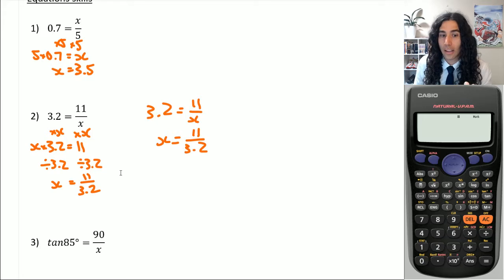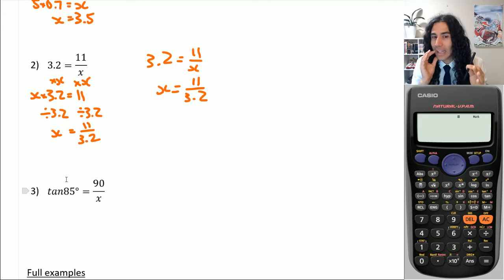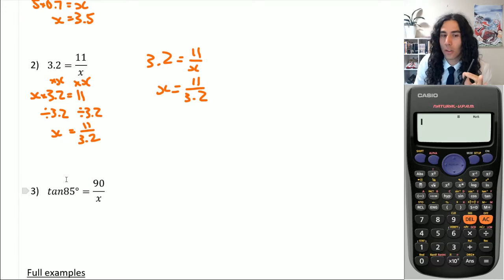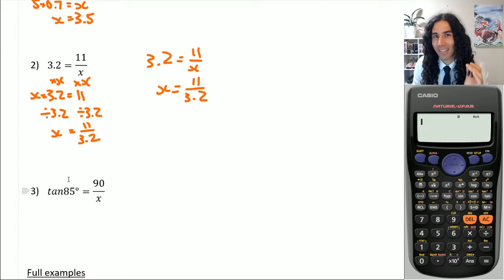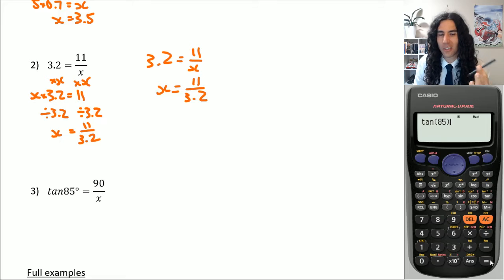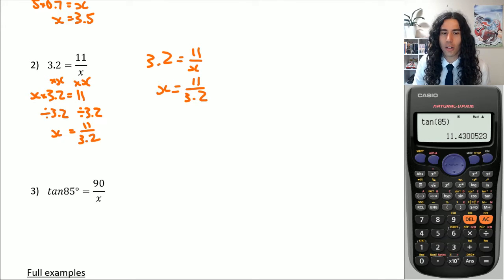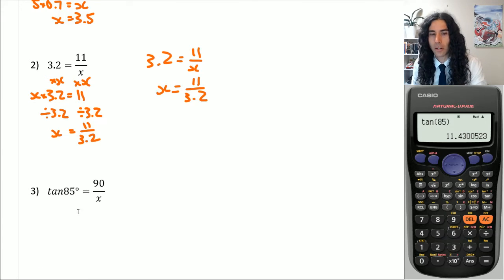So example number 3. Now we've got tan 85 in there, which can make people a bit nervous because it's new and it's different. But tan 85 is just a number. So if I put that in the calculator, tan of 85, I always like to close the bracket, just habit. It's just a number. It doesn't look like it's just a number. It looks fancy. It's just a number. So therefore, we can treat it as if it's just a number. We don't need to do anything special and do the same step as before.